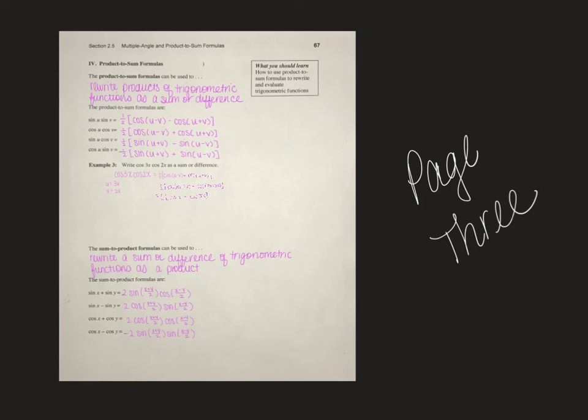Now you can leave it like this. This is a good answer. You can also distribute your 1/2. So you have 1/2 cosine of x plus 1/2 cosine of 5x. And that's your solution.